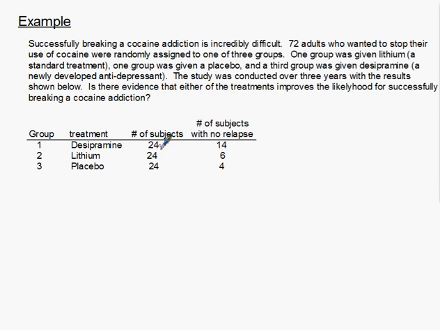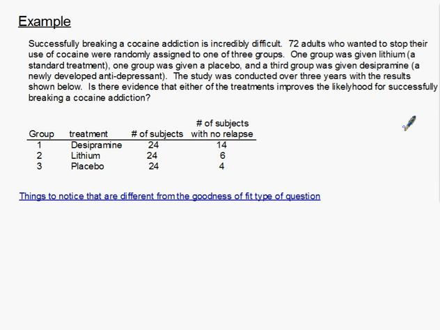So we have 72 adults broken up into 3 groups, 24 in each group. The number of subjects after 3 years with no relapse, well, desipramine certainly has the most, 14, lithium 6, placebo 4, so it kind of looks like it, but again, maybe that's normal random variation, nothing more. Right? So what we need to do is look at this in comparison to the goodness of fit type of question. When do you do which?